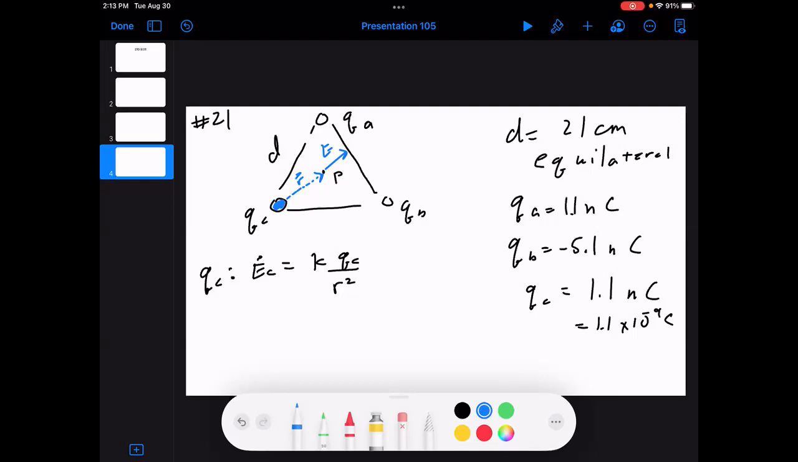What direction is the electric field in? And give me an angle. Very close. 60 is where you should start. 30 degrees? Yeah. So this whole thing is 60. You're at the right starting point.